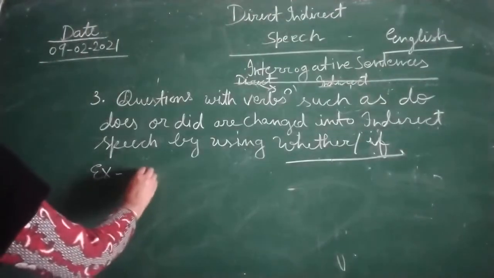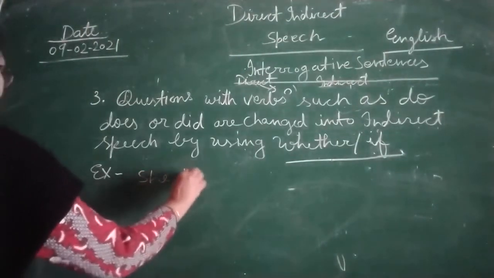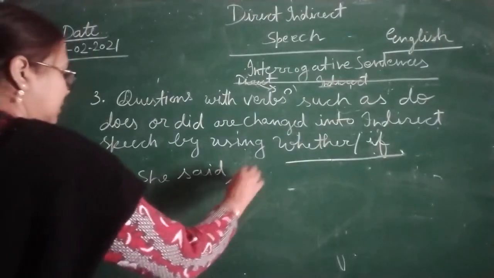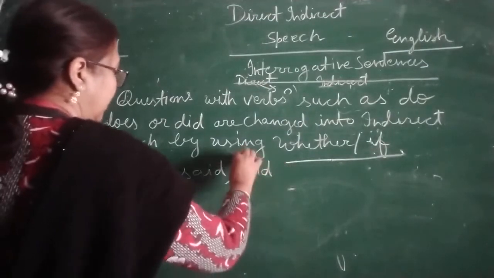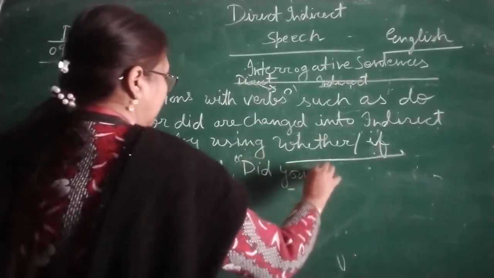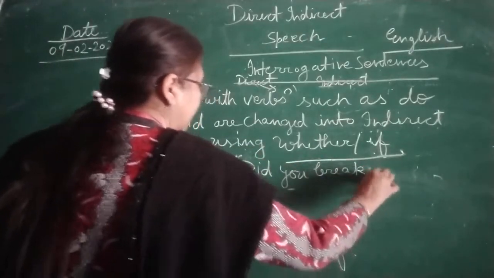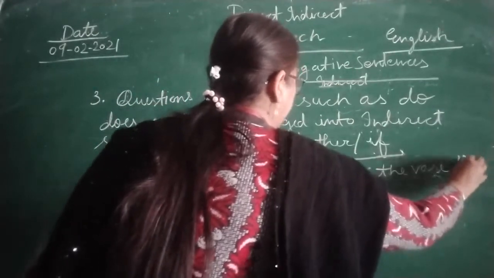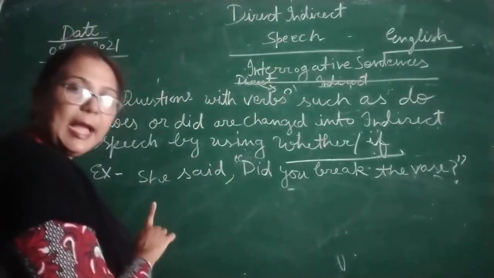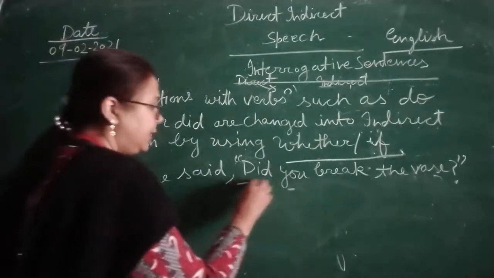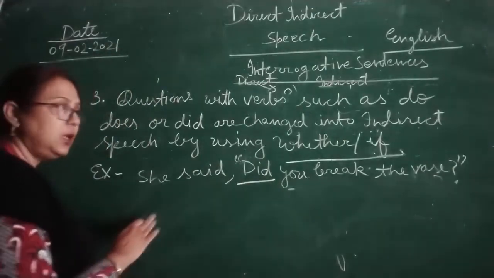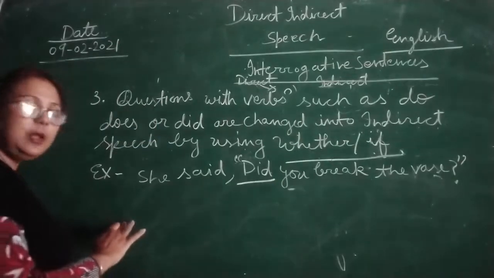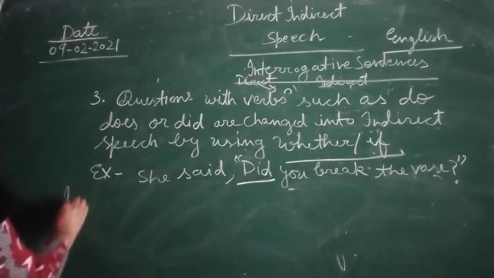Now example is, she said, did you break the vase? Okay. Now here you can see in direct speech it is written did. So we will convert it into if and whether while writing indirect speech. So how will we write? You can see the indirect speech.